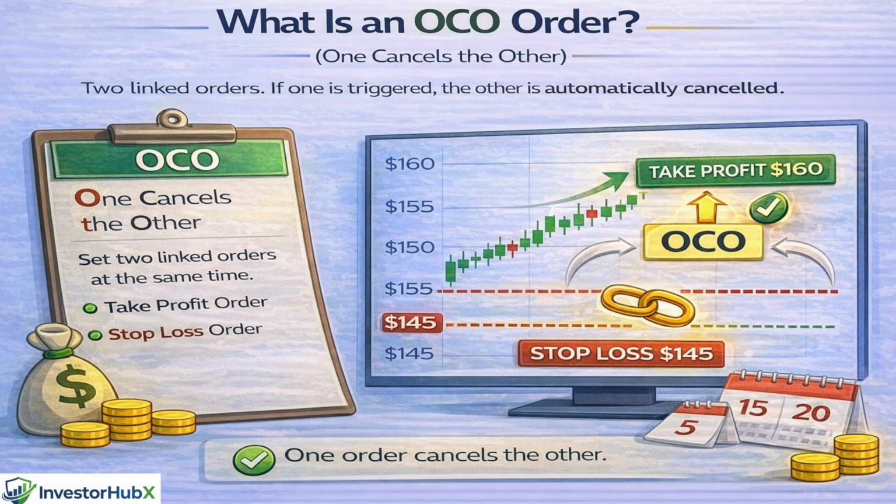It allows you to place two linked orders at the same time. For example, you can set a take profit at $160, a stop loss at $145. If the take profit is triggered, the stop loss is automatically cancelled. If the stop loss is triggered, the take profit is cancelled. OCO helps automate both risk control and profit-taking in one setup.